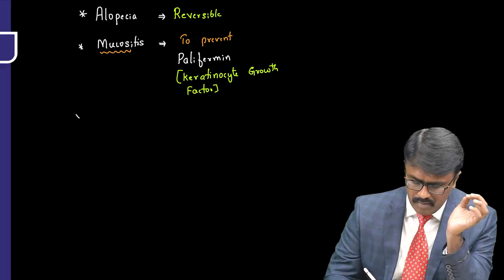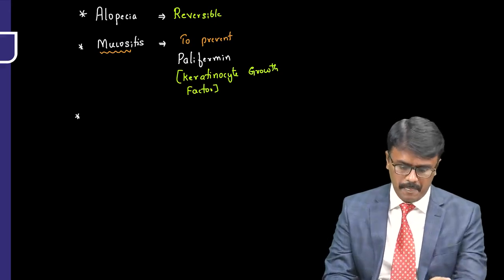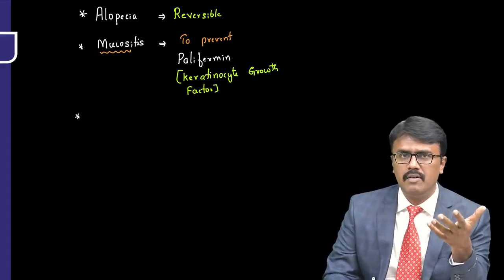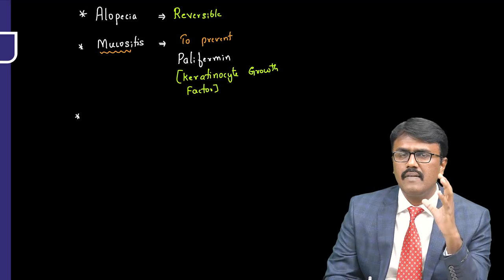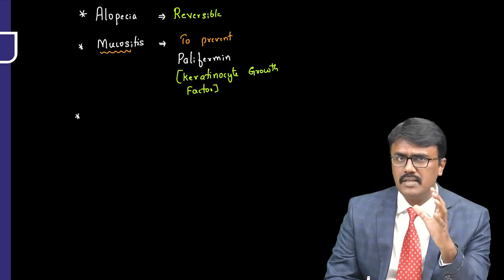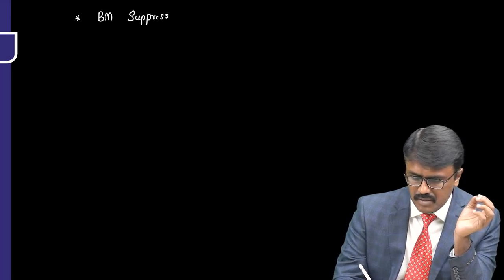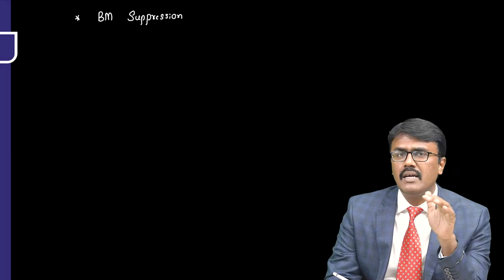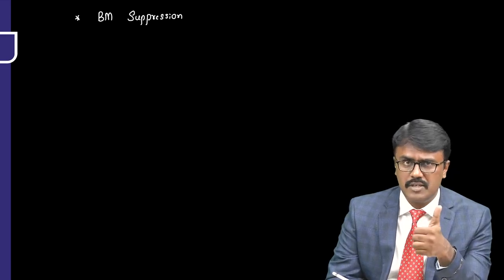The third important problem: the head is done, the mouth is done. Now come to the bone marrow. In the bone marrow, we have the cells which always multiply: the RBC, WBC, platelets. When I use an anti-cancer drug, it will stop the multiplication there. That is called bone marrow suppression. What is the problem if bone marrow is suppressed? The immunity comes down, and the patient is prone to opportunistic infection.